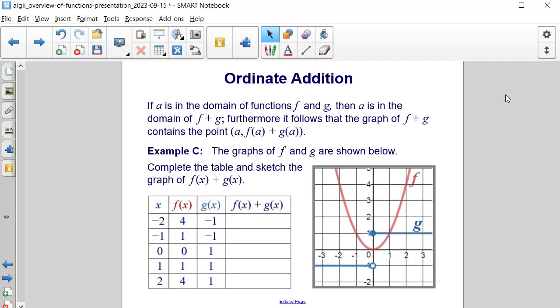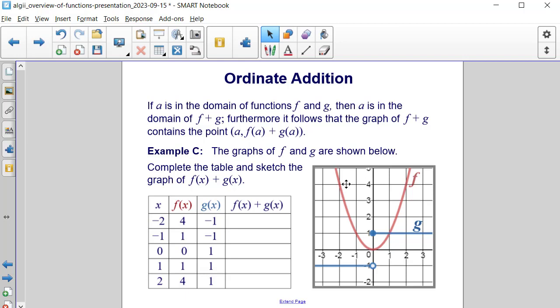In our last example, we discovered a property of ordinate addition. Now, an ordinate is the value of the y-coordinate on a coordinate plane. In other words, your function outputs are also called ordinates. And ordinate addition is if a is in the domain of the functions f and g, then a is in the domain of f plus g, and furthermore, the graph of f plus g contains the point a comma f of a plus g of a.